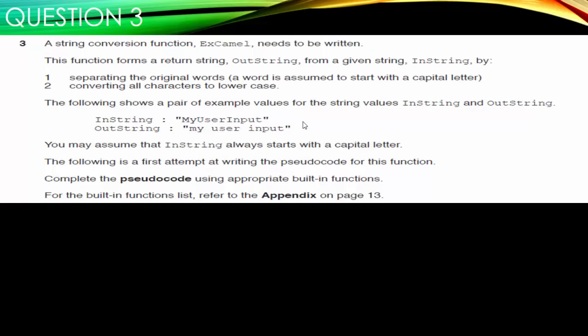The following is a first attempt at writing the pseudocode for this function. Complete the pseudocode using appropriate built-in functions. For the built-in function list, refer to the appendix on page 13. A word of advice, do not rely heavily on the appendix. When you walk into your paper 2 exam, you should be ready to start the test and know what you're doing. Now, it's good to reference the appendix just for a quick refresher to make sure you're using it correctly. But if you're not familiar with it and you're going to walk in and say, well, I'll just figure it out when I get there, that is a bad decision. So definitely become familiar with it.